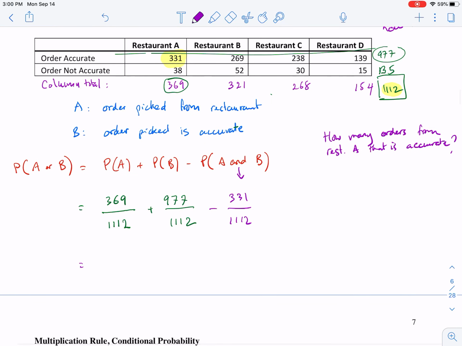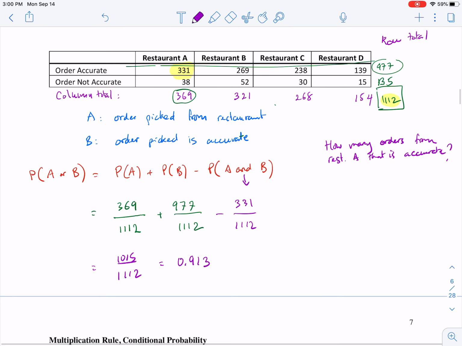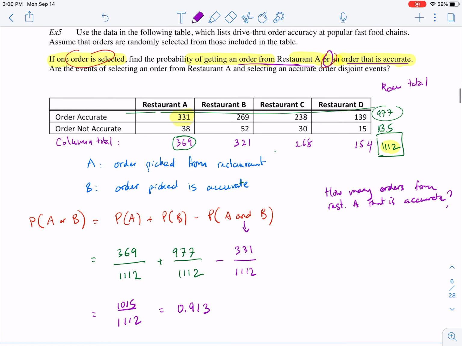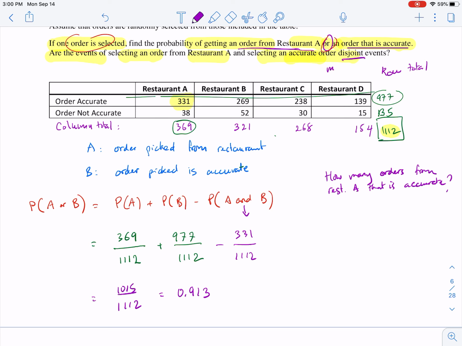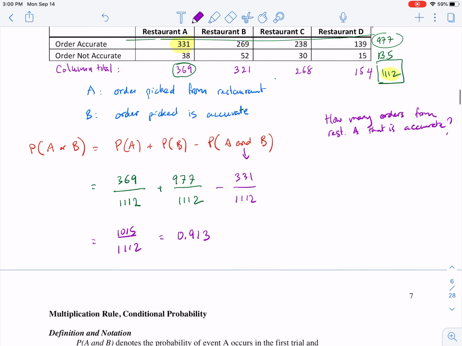Okay, so now this will give us 1,015 over 1,112. 1,015 divided by 1,112 is about 91%, so 0.913, around there. So we have a 91% chance of picking an order that is from restaurant A or the order is accurate. Okay, and then the following question: are the events of selecting an order from restaurant A and selecting an accurate order disjoint? What that means is, do these two events have common outcomes or not? In other words, this is asking whether they are mutually exclusive. Are they mutually exclusive? Okay, the answer is no.